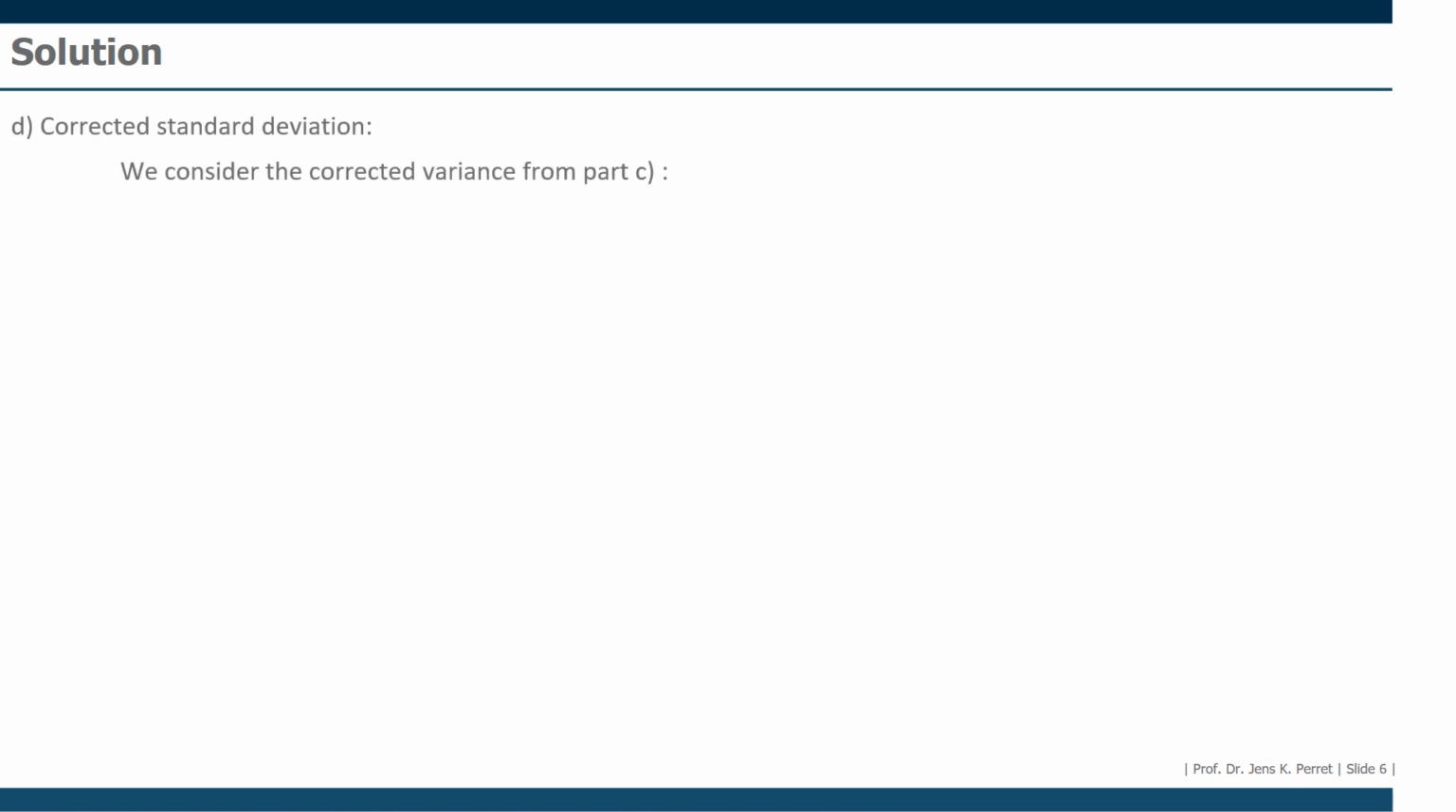In part D, we're talking about the corrected standard deviation. First, I'm going to copy the variance from part C, because the standard deviation is simply the square root of the variance. So here we're going to take the square root of the 31.1 something, giving us 5.5777. And that's the end result for our corrected standard deviation. That's actually the easiest part of the whole exercise.